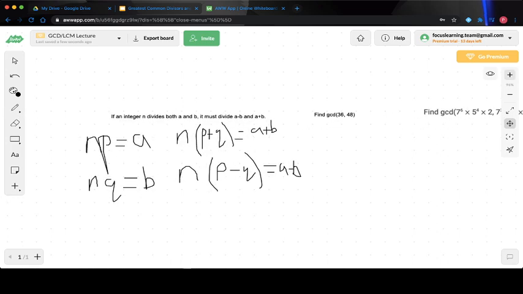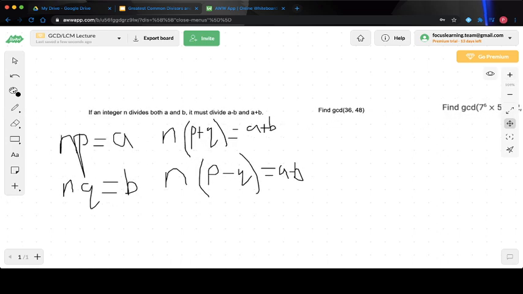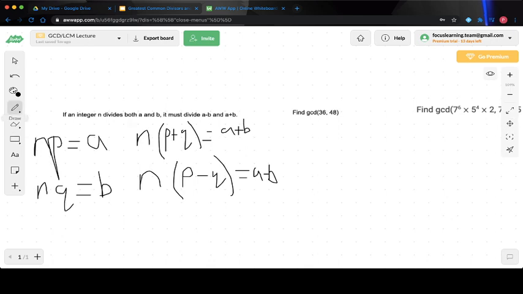So we're asked to find the greatest common divisor of 36 and 48. We can first start by prime factorizing it. Realize that 36 equals 4 times 9, where 4 is equal to 2 squared, and 9 is equal to 3 squared. Since 2 and 3 are primes, that is the prime factorization of 36.